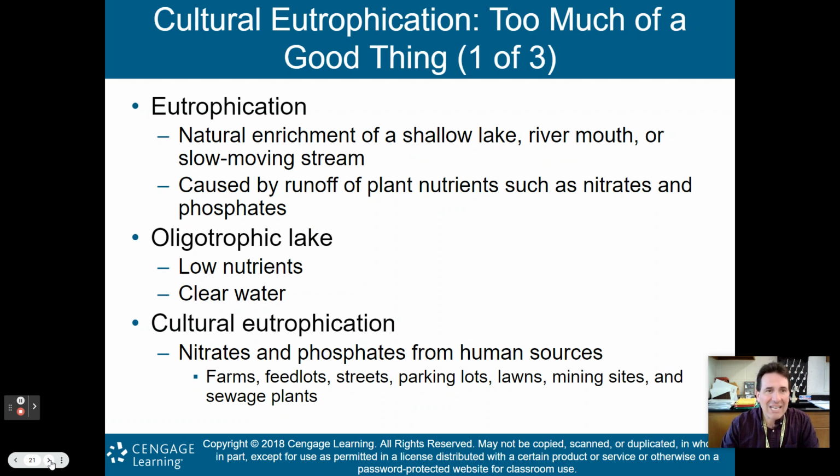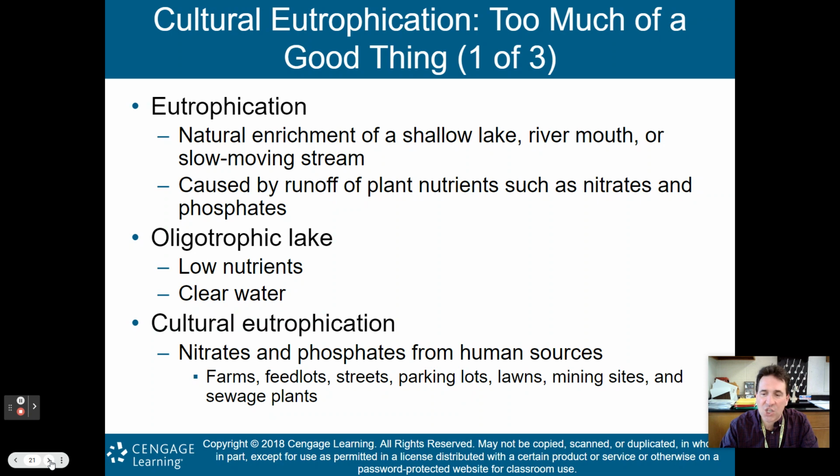So again, some terms. Eutrophication. That's when natural enrichment of a shallow lake, river mouth, or slow-moving stream caused by the runoff of plant nutrients such as nitrates and phosphates. This causes that phytoplankton or algae bloom, which then causes the bacteria to move in, right, to decompose that phytoplankton or algae, and then that causes a depletion of the oxygen. An oligotrophic lake is going to have low nutrients and clear water. We did speak about that in a previous chapter.